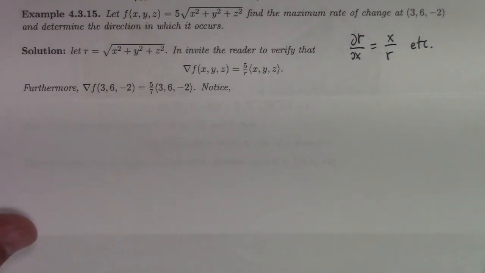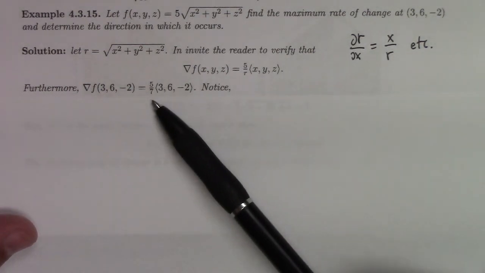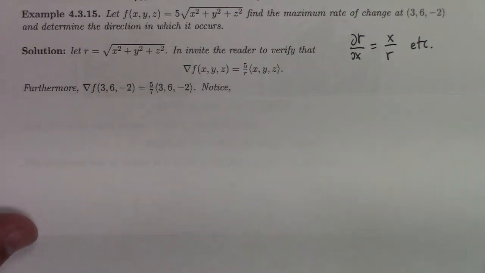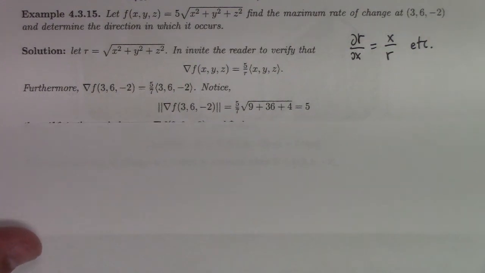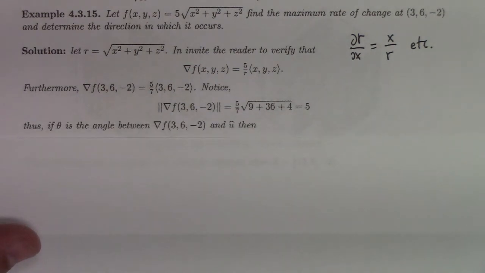5 over 7. Why 7? Is that 7? 9 plus 36 is 45. 45 plus 4 is 49. The square root of 49 is 7. Yes, so r is 7. 5 sevenths times (3, 6, -2). And so if we calculate the length of the gradient vector, we get 5. And so the maximum rate of change is 5, and the direction in which it occurs is the gradient vector direction.